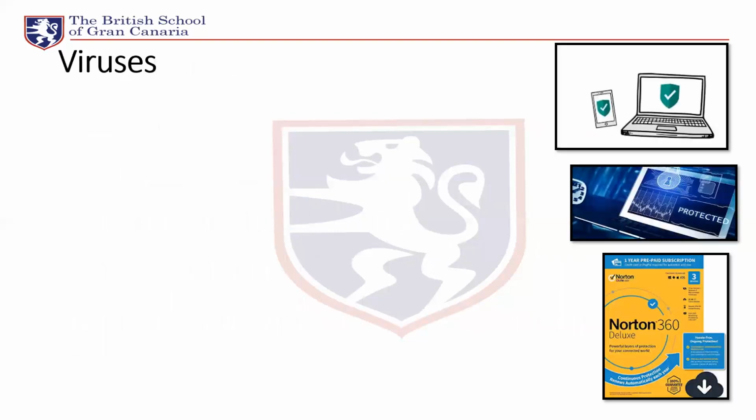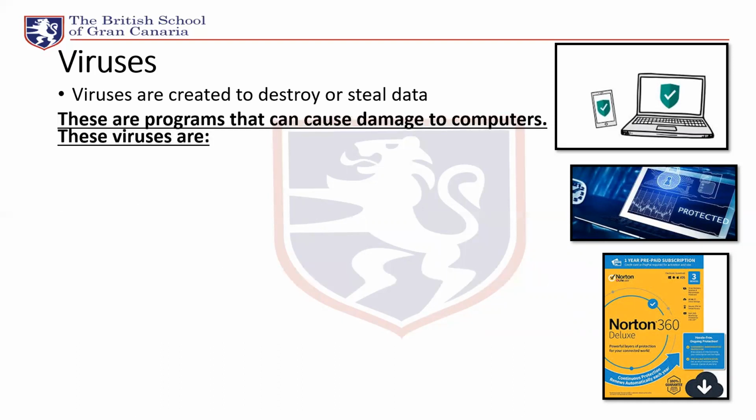So now, viruses. Viruses are computer programs that are designed and submitted by people who have designed them to steal data or destroy data in some cases. So viruses are created to destroy or steal data, and these are programs that can cause damage to computers. For example, we've got worms, and what worms do is they copy files and send them back to the person who made the worm. Then we've got zombies, Trojans, and spybots, and these are all designed to destroy or steal your data.